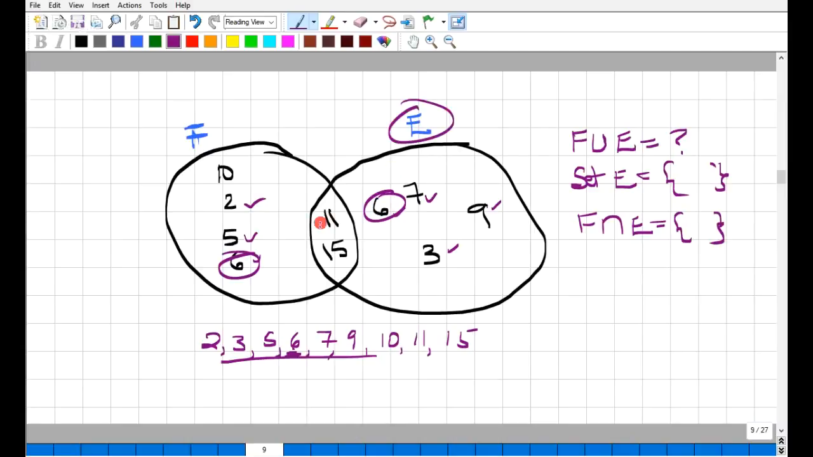So what would be the members in set E? If this is set E, what are the members of set E? 3, 6, 7, 9, 11, and 15. Okay, so 3, 6, 7, 9, 11, and 15. Yes, sir. So what is the intersection? 11 and 15, sir.